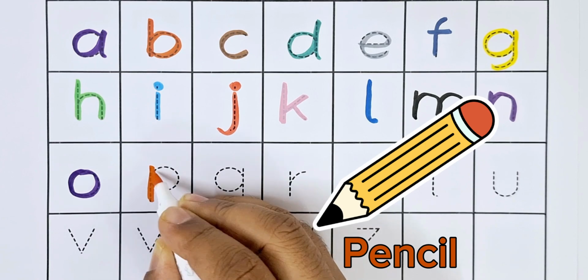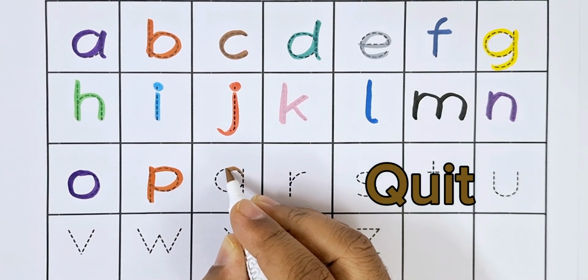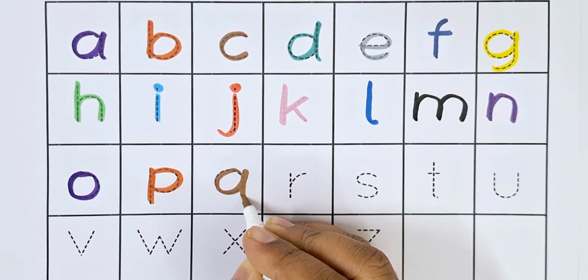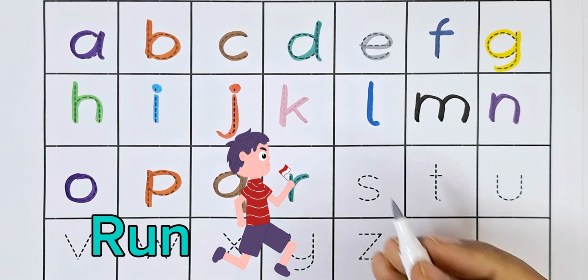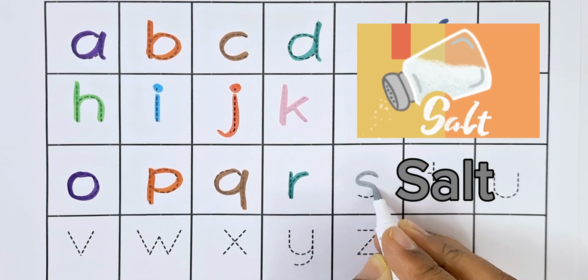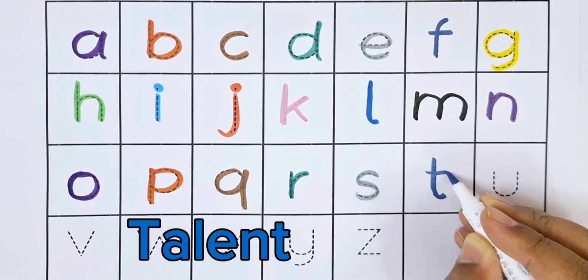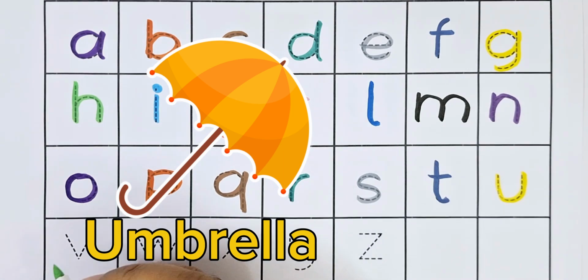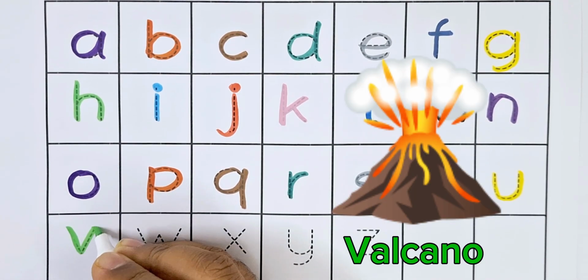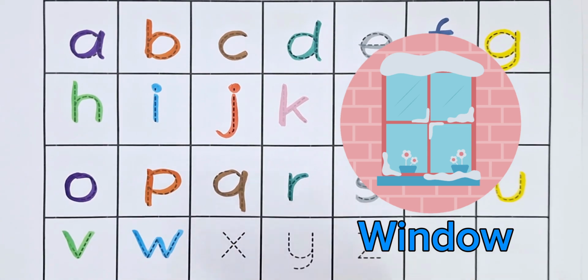P is for pencil. Q is for quit. R is for rub. S is for salt. T is for talent. U is for umbrella. V is for volcano. W is for window.